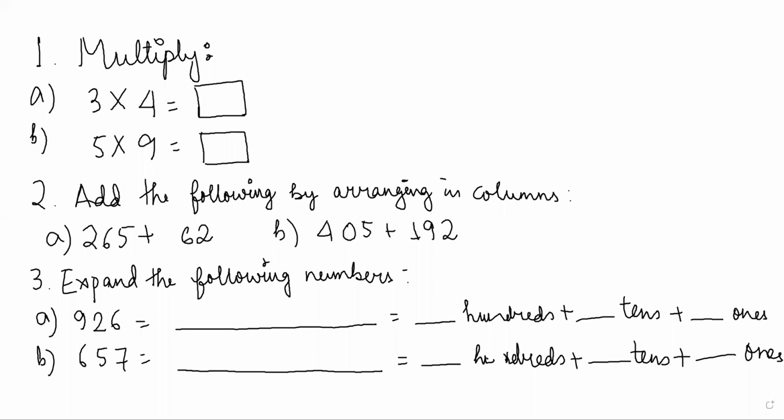So I'm just solving the answers also. Here, the multiplication table, I hope that you all know. So 3 into 4 means the answer will be 12, and 5 into 9 means 45. So here what you have to do is memorize the multiplication table. Okay, if you are not very fluent in it, you can just read all those things.